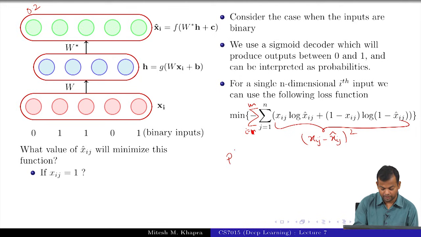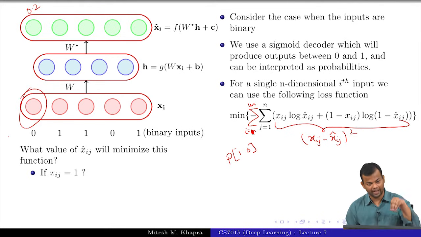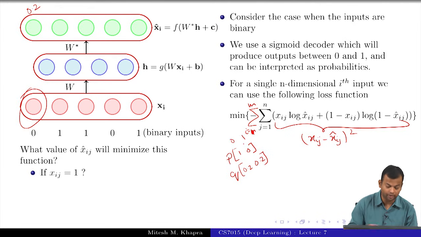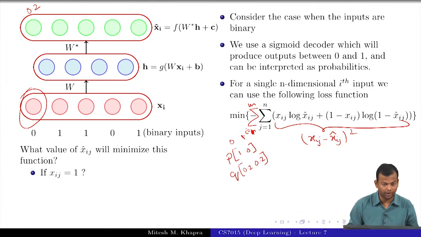Which tells you that in the first case your probability distribution looks like 1, 0, because all the mass is focused on the value 0, because your input is 0 in that case. And now suppose your output was 0.2, and 0.2 is what you are treating as the probability of 1. So this is the probability of 0, and this is the probability of 1. If your output is predicting 0.2, that means it is predicting 0.8 for 0 and 0.2 for 1.